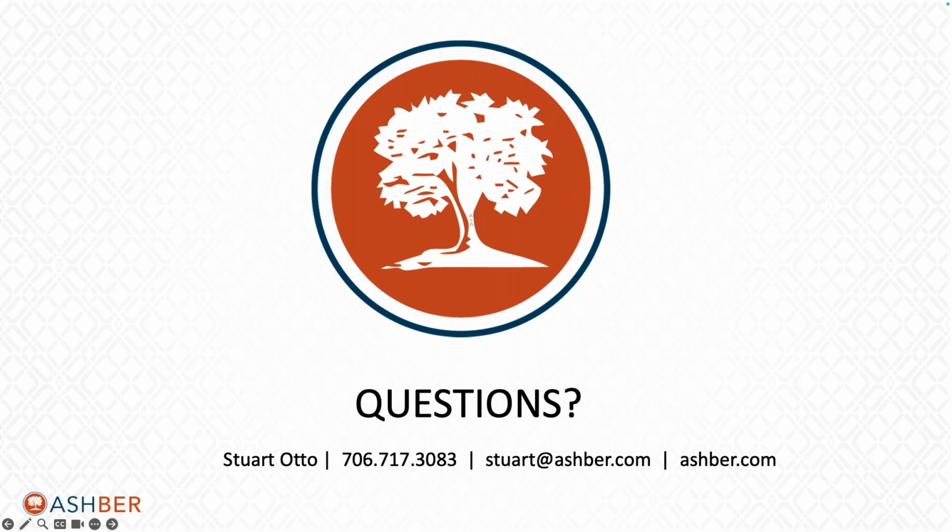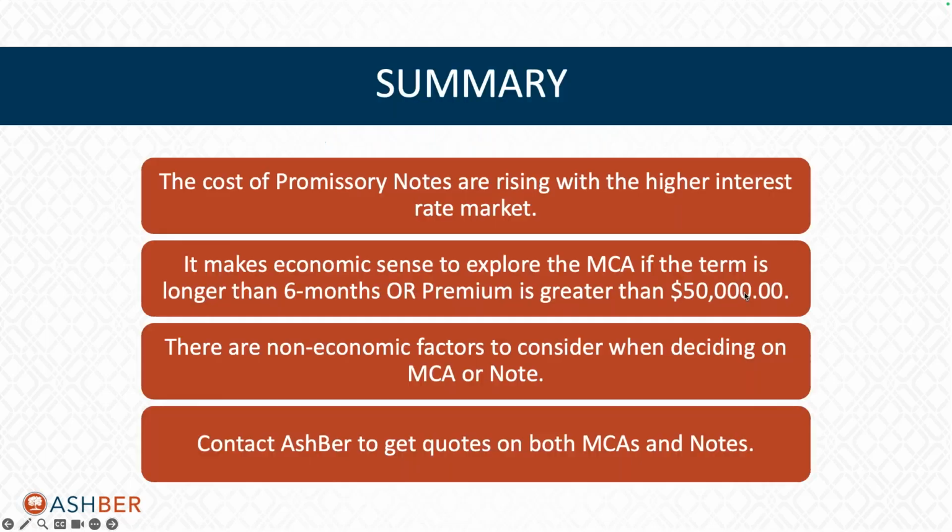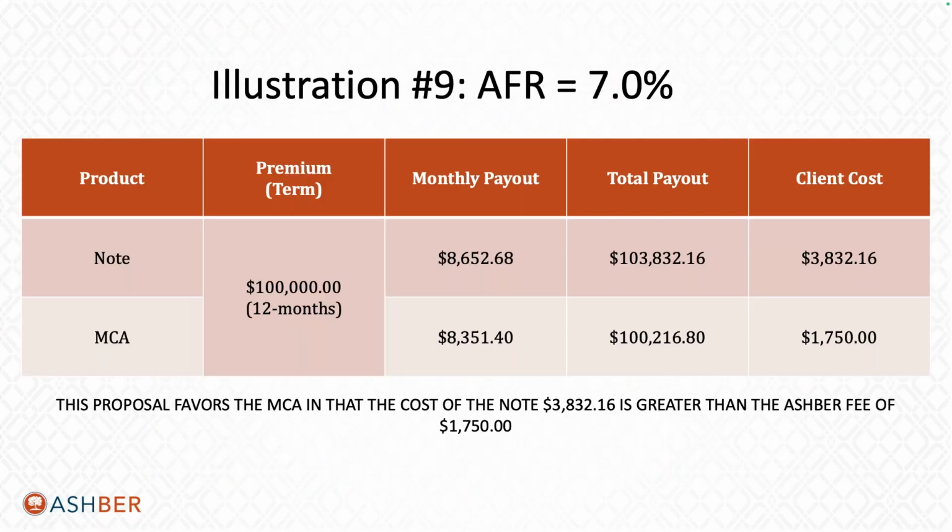So I do have one question here: how do you determine the interest rate earned on the note? All right, so the first thing that I did here, and I'm going to take you back a few slides. Determining the interest rate on the note is done first of all by taking the number of payouts, which is 12, and multiplying it by the monthly payout here, and we get a total payout of 103,832.16.